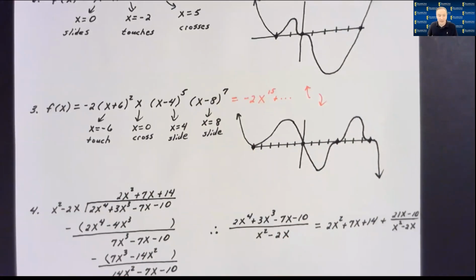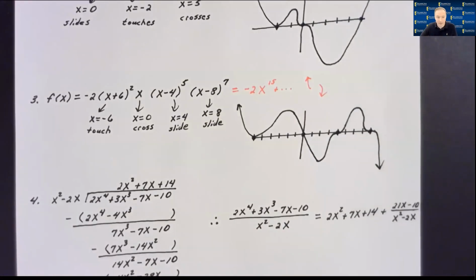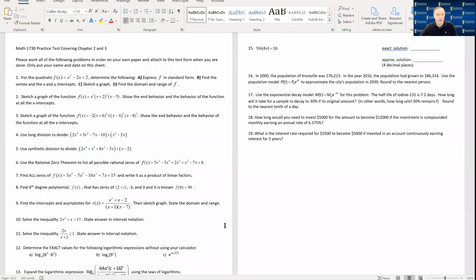Now, up next, we had the problem, I believe it looks like I did long division. Let me go to the, yeah, here we go. Yes, it says use long division to divide the polynomial 2x to the 4th plus 3x cubed minus 7x minus 10 by x squared minus 2x.